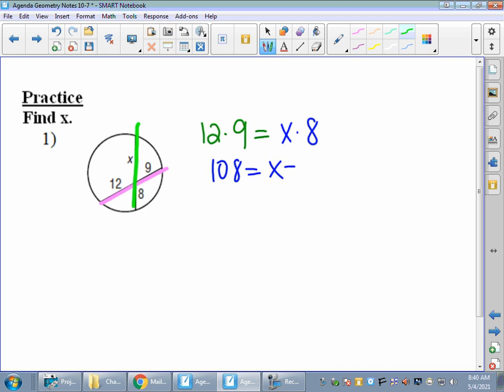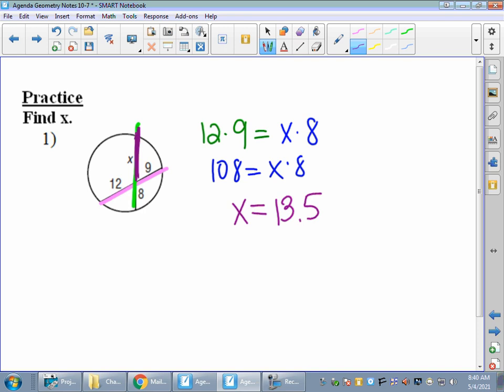Whoops, that should be a times. Divide both sides by 8. I believe I'm going to get a decimal here. X is equal to something like 13.5. Is it all right to have a decimal for this portion of the chord? Of course it is, right?